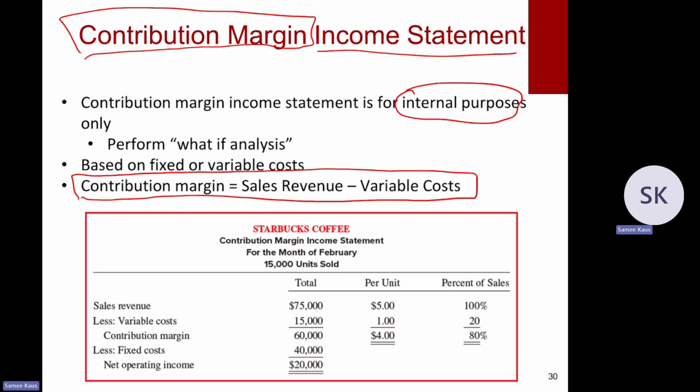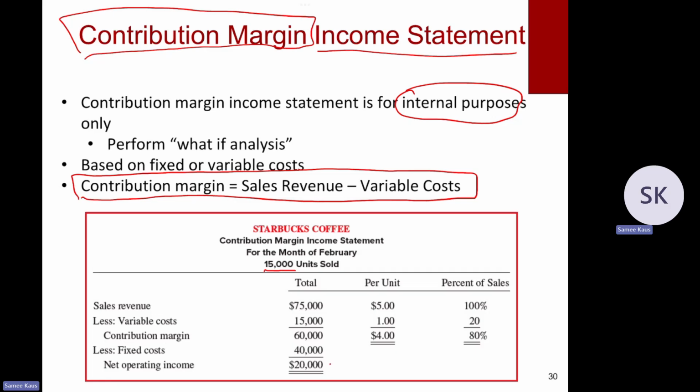No external user of a financial statement would ever ask, what's your contribution margin? That's not a metric external users are thinking about, but it's definitely something internal users look at. Because my contribution margin income statement is going to allow me to perform what's called what-if analysis. In this case, I'm looking at this income statement and I'm seeing I have 15,000 units sold. And here's going to be my net operating income.